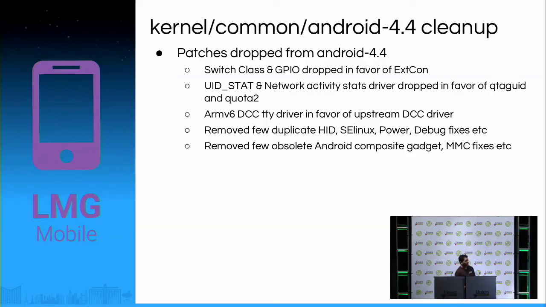UID stat and network activity stats is something which they were using prior to using QTAGUID and Quota2, so we were able to drop that too. Then the DCC driver, it's already upstream, so we got rid of whatever AOSP has in their tree. Then there were a few duplicate drivers or duplicate functionalities which we again managed to convince them to get rid of. And a few obsolete Android composite gadgets. As I said, there were a few tethering fixes which are specific to composite gadgets and no longer required if you are using ConfigFS gadgets. So we were able to drop them too.